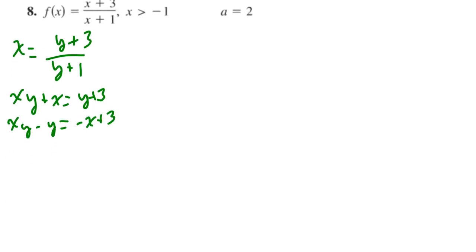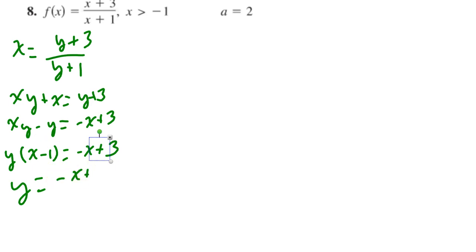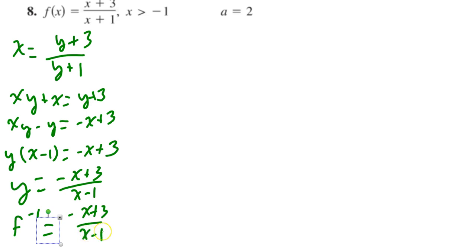Factoring the y out of both of those terms, I get this. And lastly, dividing the quantity of x minus 1 across, I get negative x plus 3 over x minus 1. So I know that my inverse function would be negative x plus 3 over x minus 1. Okay? Well, again, now I want to take the derivative of this function.